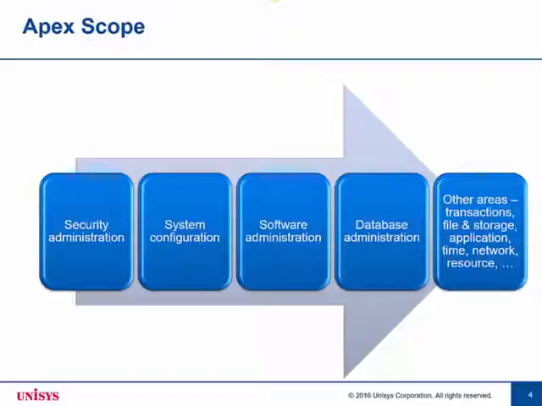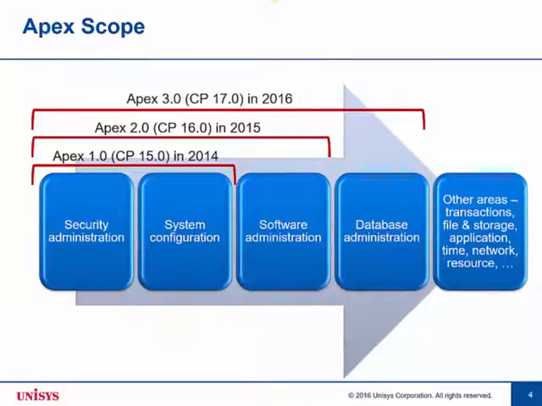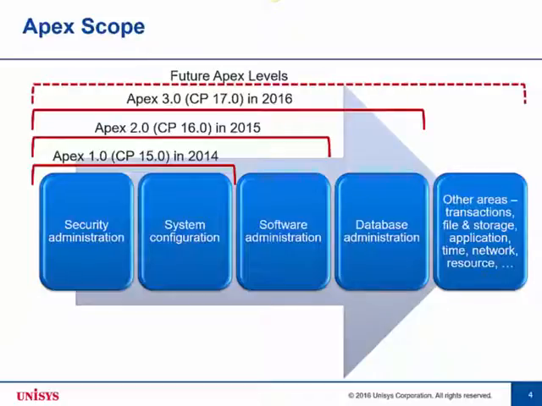When we began developing Apex, clients and experienced OS 2200 field engineers told us that the highest priority was to address security administration. Therefore, Apex 1.0 included security administration, along with system configuration. Apex 2.0 refined and expanded the features in Level 1.0 and added software administration. With Apex 3.0, we've added read-only database administration features and further extended the security, configuration, and software administration features of previous releases. With Apex 3.0, you can do anything that Security Client can do. Security Client is the client portion of the Unisys product Security Administration. In future levels, Apex will encompass additional OS 2200 system administration areas.